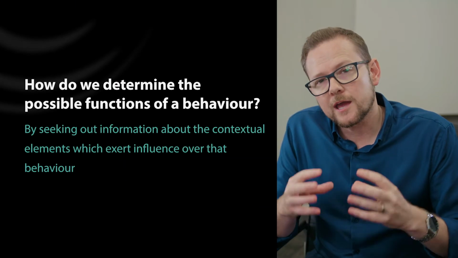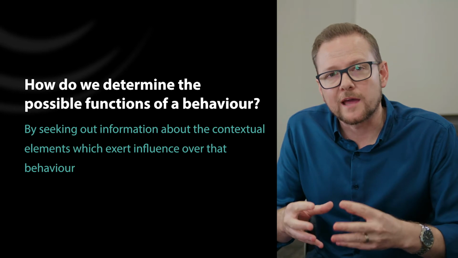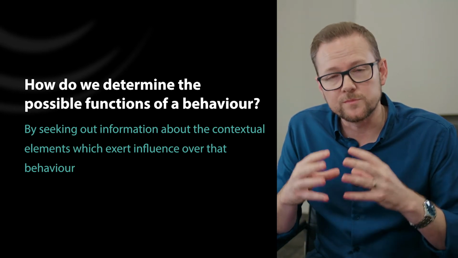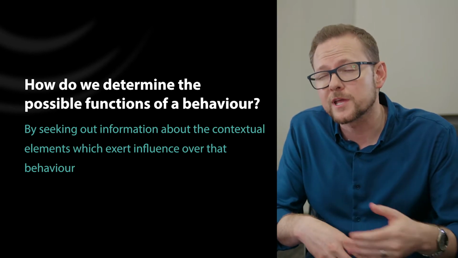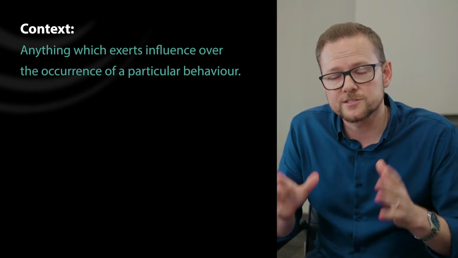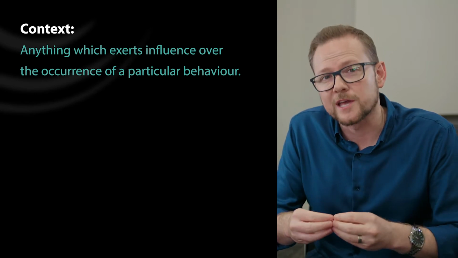So how do we figure out the function of a behavior? Well, we have to look at the contextual factors that are influencing that behavior. The first thing we do is we build up a picture of context around that behavior. And as we do that, the functions of the behavior become clearer. But what do we mean by context? Context just refers to anything that can influence the behavior.